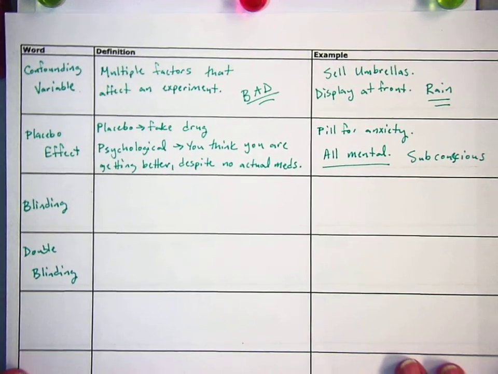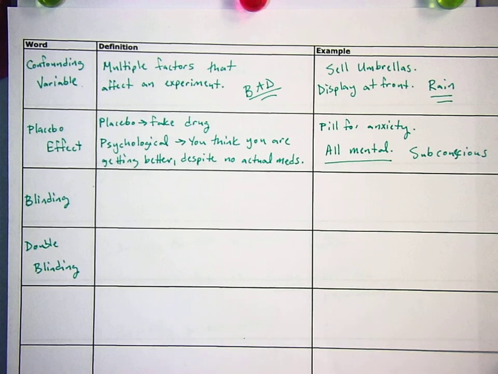So if you have a pill and you're doing an experiment and everybody in the whole study gets better, well, then your pill probably doesn't work because everybody feels better, even the people who didn't have the real drug. But if you have a study where only people feel better who had the real drug, then you know that that's a serious drug. Okay, blinding.